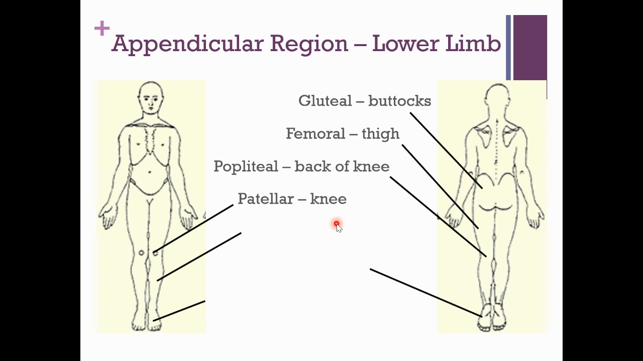Lower limbs on the appendicular region. Gluteal for the buttocks. Femoral for the thigh. Popliteal for the back of the knee. Patellar for the knee. Crural for the leg. Plantar for the sole of the feet. And pedal for the foot.